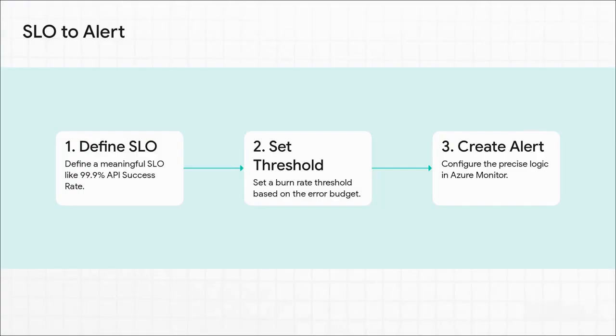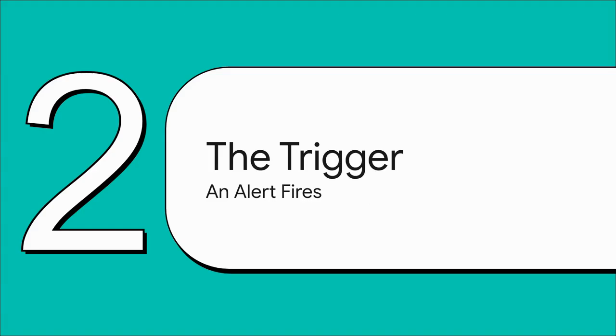First, you and the business define a meaningful SLO, something everyone understands, like a 99.9% success rate for your main API. Then you set a threshold based on your error budget, how fast you can burn through that budget before it's a real problem. And finally, you just configure that logic as an alert in Azure Monitor. And just like that, you've turned a business goal into an automated signal. So all that prep work is done.